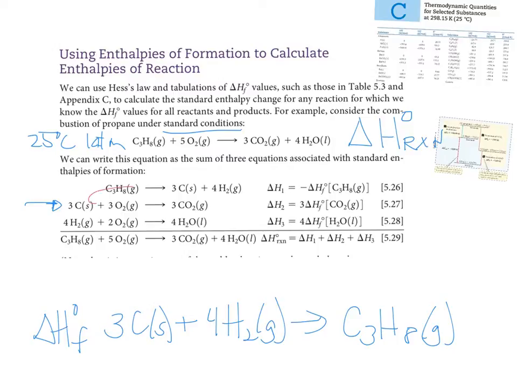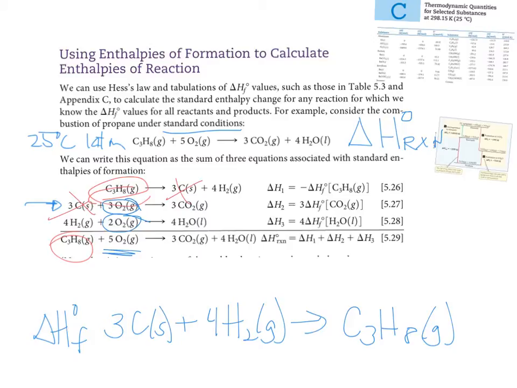Our propane is down here. We have 3 carbons over here on this side, and we have 3 carbons on the product side. If you have it on the reactant side and the product side, you don't have to write them down. You can just cancel them out before they even get there. We have 3 oxygens here and 2 oxygens here. That makes 5 oxygens on this side.